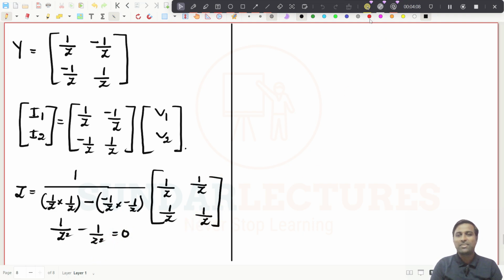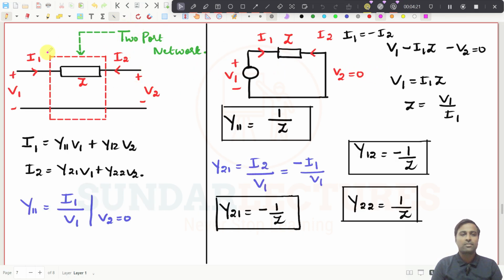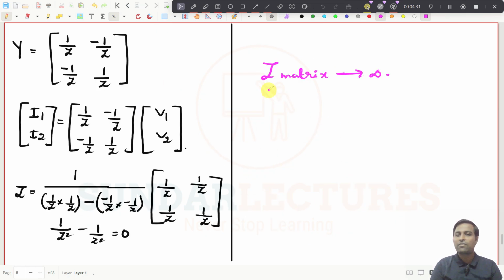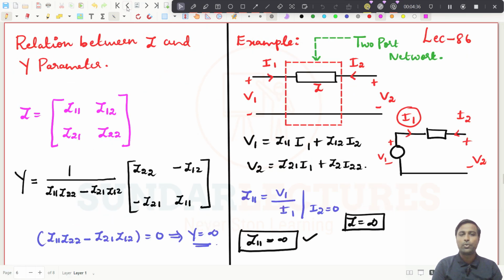So this is the conclusion. The Z matrix becomes infinity for this circuit. For this two-port network, you can find the values of the Y matrix, but you cannot find the values of the Z matrix. This is what I told you in the beginning.